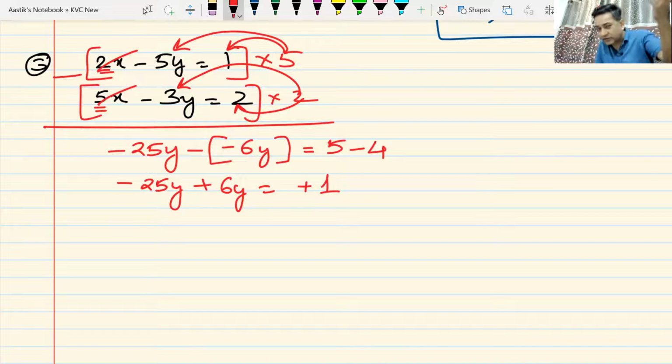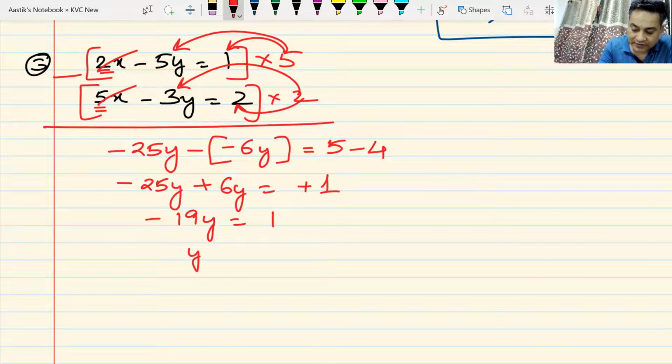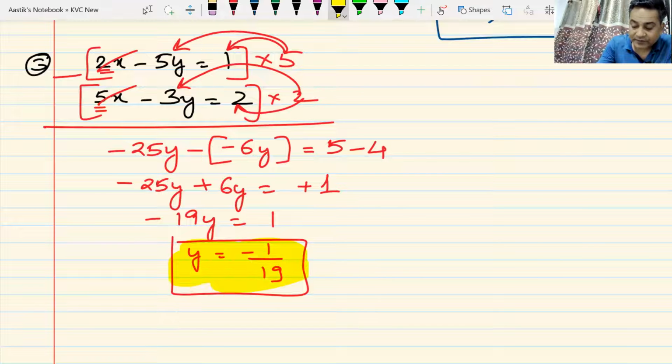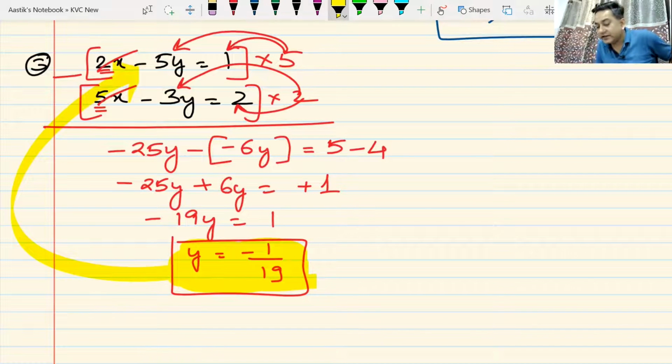If you had made this mistake, your answer would be different. So I have minus 19y equals 1, y equals minus 1 by 19. So minus 1 by 19 is the answer I am getting. I hope I have done everything correctly. What do I do next? I will leave it to you: put the value of y from here in this equation and you will get the value of x. I know you can do it better than me.